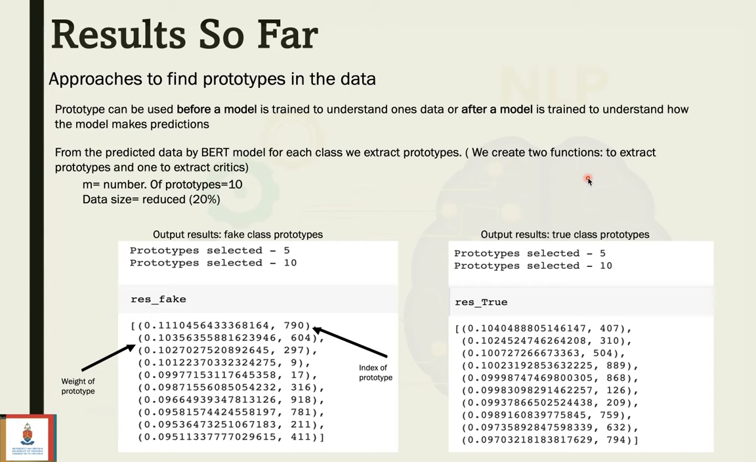We created two functions to extract prototypes and one to extract critics. You need to select M, which is the number of prototypes. In our case, we selected 10 prototypes, and we reduced the data to 20% just to get an example of the results. The output of your prototypes will give you the index of your prototype in terms of your embedding, as well as the weight of the prototype, in terms of which prototype weighs more than the other. We have the output result of the fake class prototypes as well as of our true class prototypes.